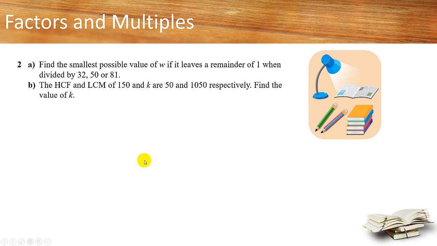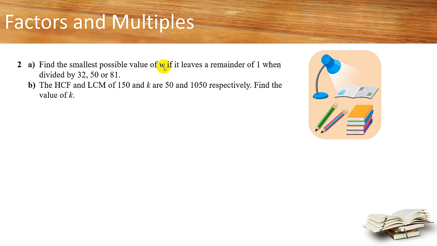And now let's look at a more challenging question for factors and multiples. For part A, we want to find the smallest possible value of W if it leaves a remainder of 1 when divided by 32, 50 or 81. To do this, we will need to find the lowest common multiple of 32, 50, 81. Then we plus 1, and that will be the value of W.